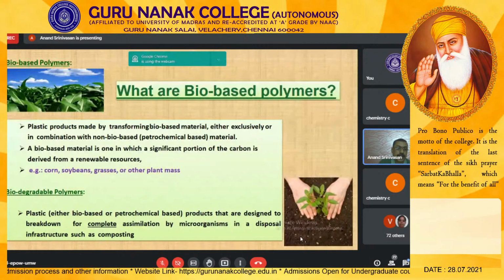Then comes the biodegradable polymers, the plastics, either bio-based or petrochemical based. It could be a bio-based material or petrochemical based material. They are designed to break down for complete assimilation by microorganisms. That is, a plastic product is able to undergo degradation by the action of heat, microorganisms, or moisture. Then you can call it a biodegradable polymer. So bio-based polymers can be biodegradable. So please understand the difference between the bio-based polymers and biodegradable polymers.